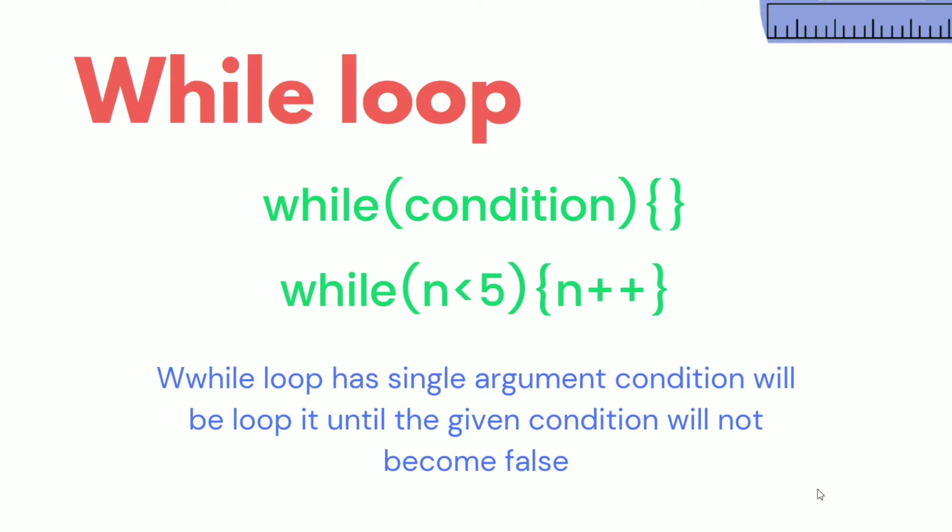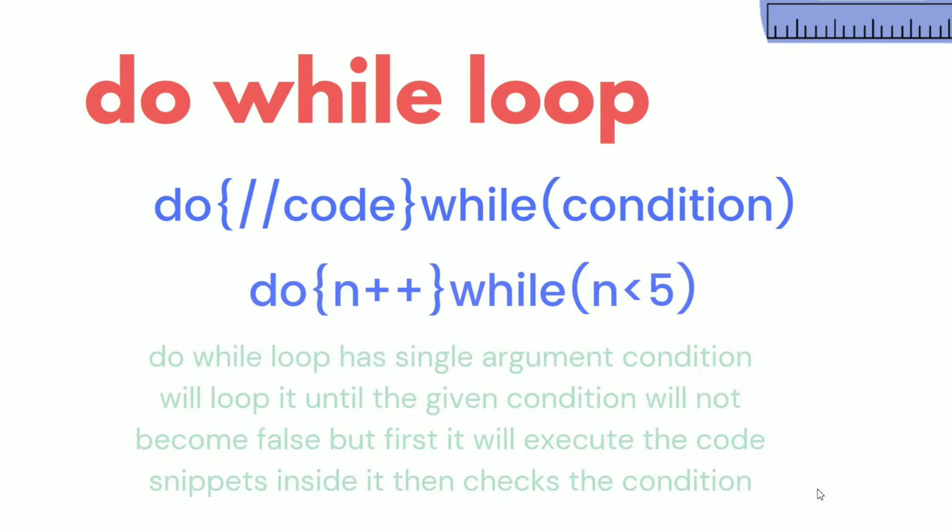Because of plus plus, n becomes 1, and 1 is less than 5, as it is true, therefore it becomes 2, and 2 is less than 5, so it becomes 3, 3 is less than 5, so it becomes 4, 4 is less than 5, so it becomes 5. 5 is not less than 5, therefore the statement becomes false, so it will break the execution, and it will break the loop there. This is how we use the while loop.